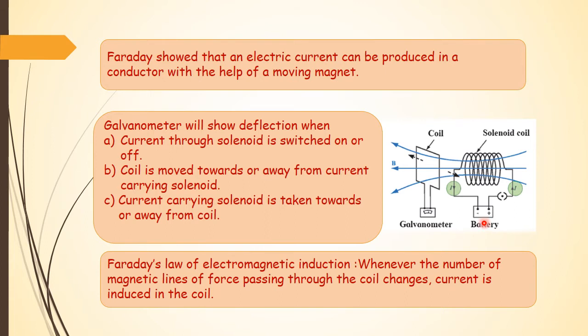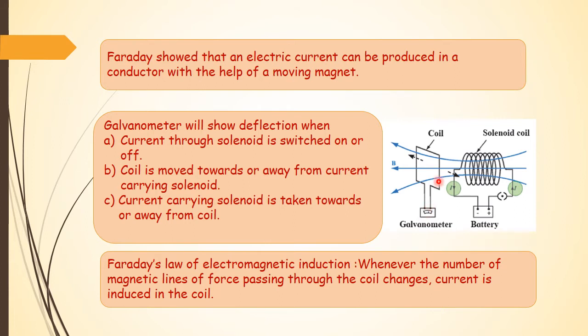Now what he observed, that galvanometer will show the deflection only when the current in this solenoid is switched on or off. Once the current is established, there is no change in the deflection over here, or the deflection will be zero. But when you switch off the current, it will show the deflection. Similarly, if you move the solenoid towards or away from the coil, this galvanometer will show you the deflection.